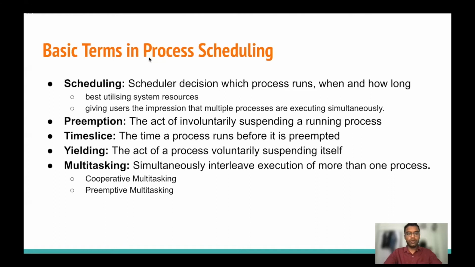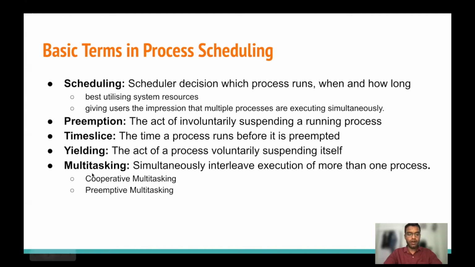So before going deep into process scheduling, we have to understand some basic terms. Scheduling is the scheduler's decision of which process will run next and for how much time it will run on a particular processor. Preemption is the act of involuntarily suspending a running process. Time slice is the time that a process runs on a processor before it gets preempted. Yielding is the act of a process by which it suspends itself from a processor. And multitasking is a way in which multiple processes run simultaneously.